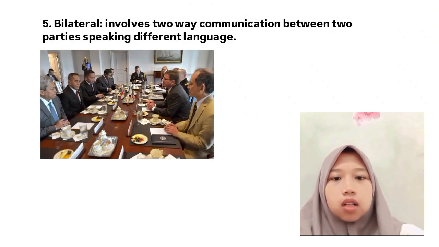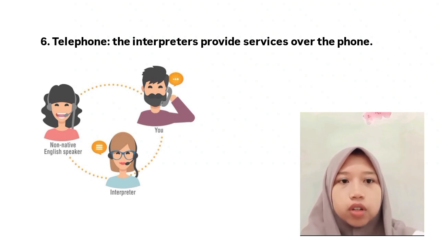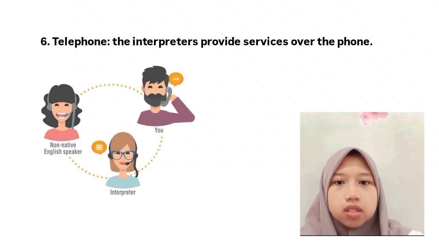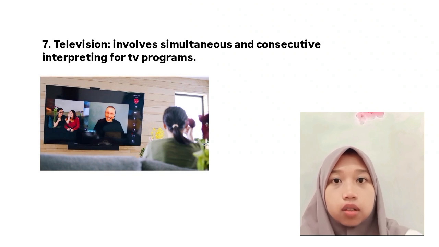Next is bilateral or liaison. Involves two-way communication between two parties speaking different language. Number six is telephone. The interpreters provide service over the phone, often in call center for emergency services. 7. Television. Involves simultaneous and consecutive interpreting for TV program, such as news broadcasts, interview, or live events.